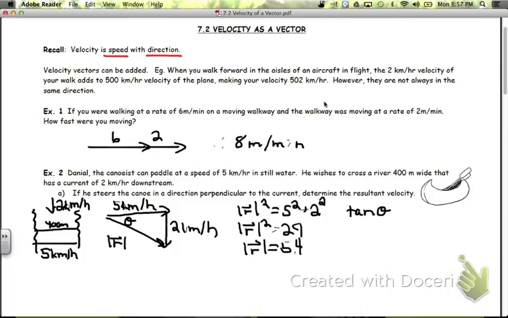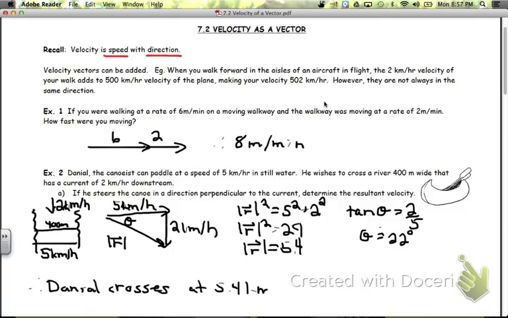So we're looking at tan theta, because you're going to use your known, your 2 and 5, so tan theta is equal to 2 over 5. Then you can do the inverse of tan of 2 over 5, so you get that theta is equal to approximately 22 degrees. So therefore, Daniel crosses at 5.4 kilometers per hour at an angle of 22 degrees.